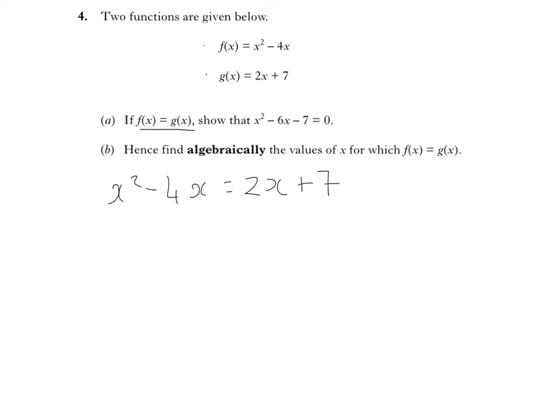It's pretty straightforward from there. Just move everything across to the left hand side, change sign, and 2x comes across, becomes minus 2x, so minus 4x minus 2x is minus 6x. Bring the plus 7 across, becomes minus 7, and that's equal to 0, and that's part A.